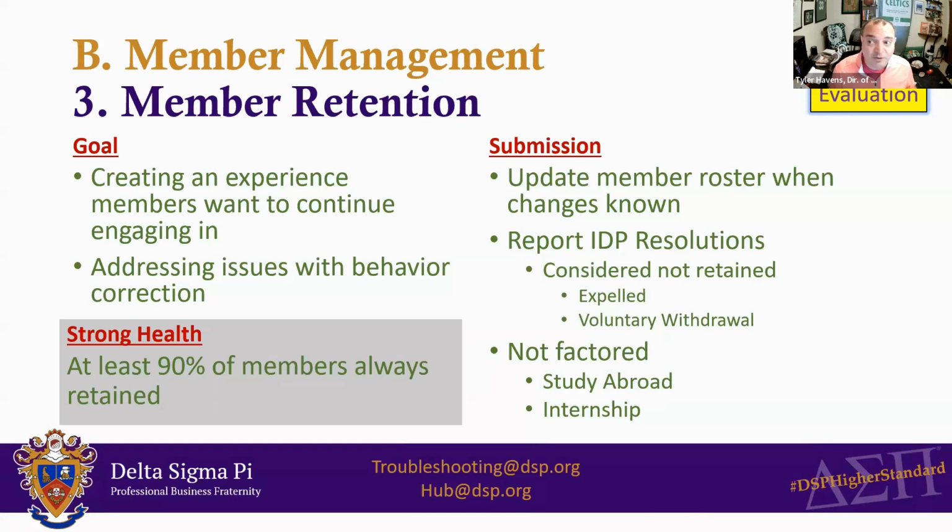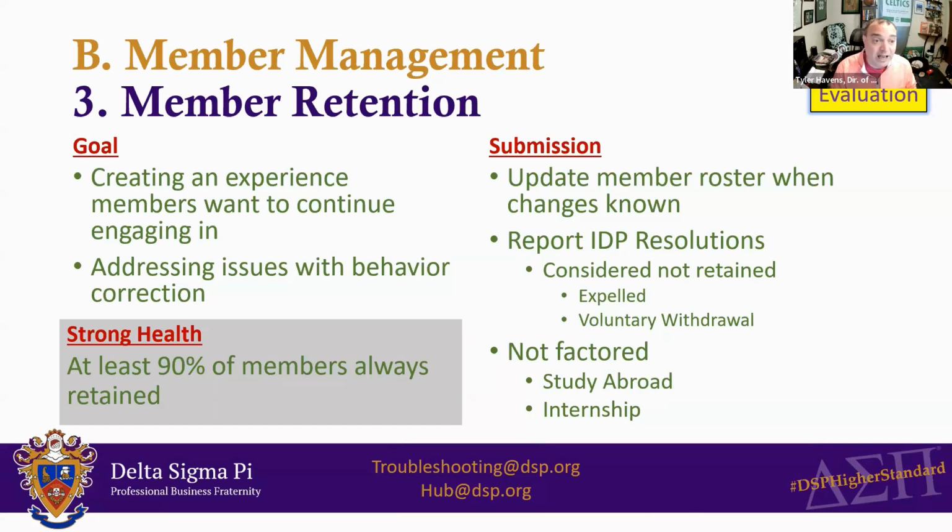Are there absolute times that individuals are going to need to be expelled? 100%. There are things that happen that they do need to, but we want our students to explore different options for behavior correction before simply resolving to that expulsion. Please know that students that are on study abroad or on internship or any of those other types of status, graduate, they have all been considered retained. They are not factored into these calculations because they are still part of the chapter. They just happen to not be affiliated with the chapter right now.